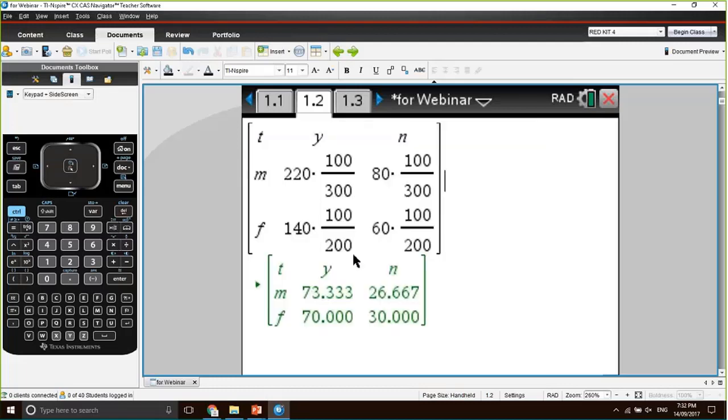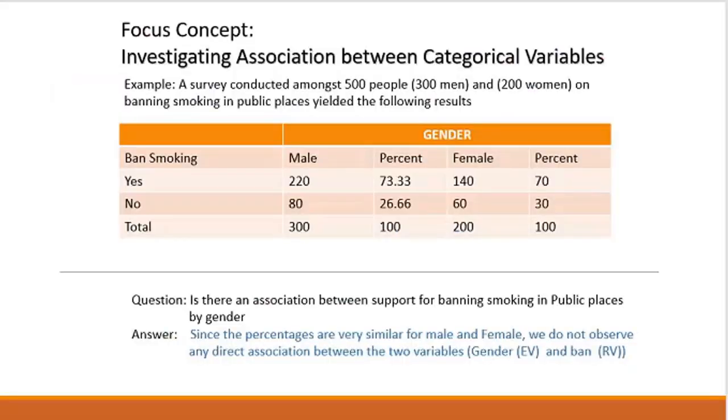And very clearly we can say approximately 73% of the males are in favor of banning smoking, and about 70% of the females, which is very similar. So basically we can conclude from here that the percentages are very similar. So we do not observe any direct association between the two variables.